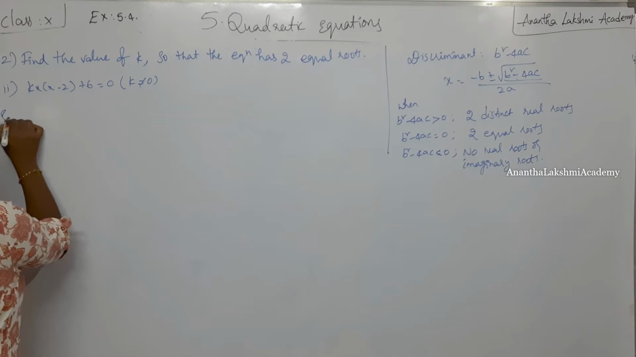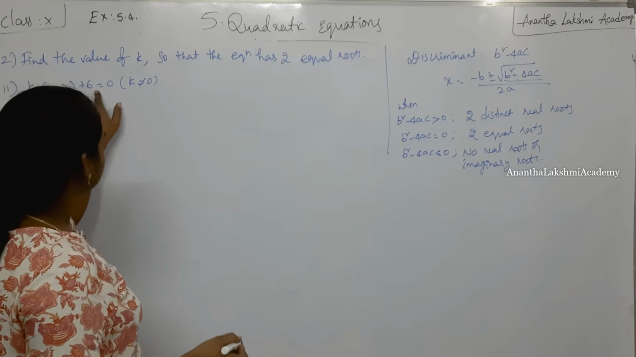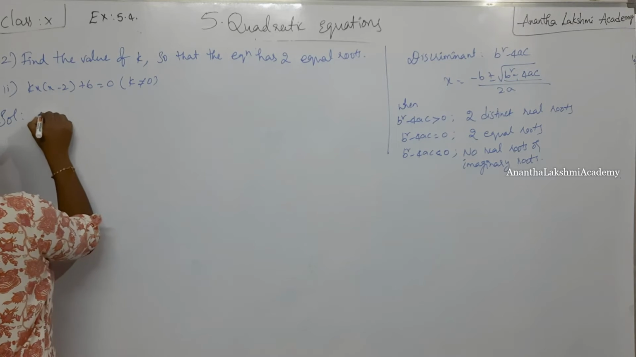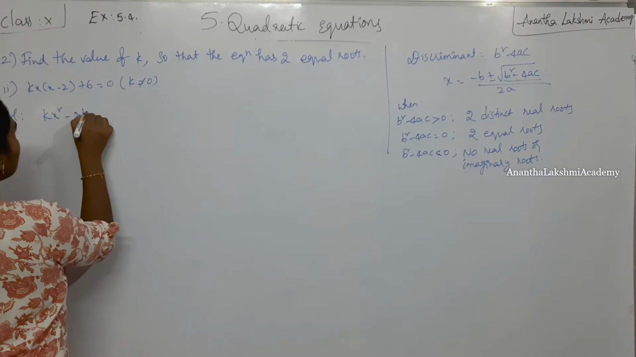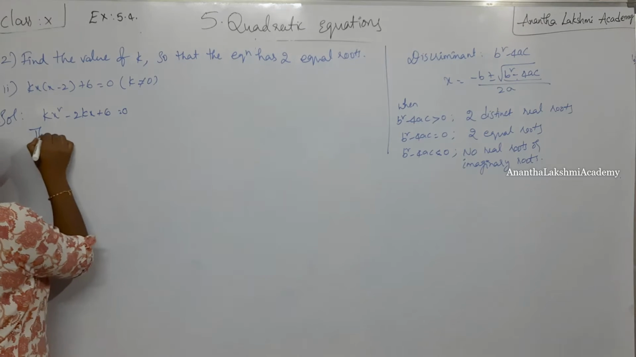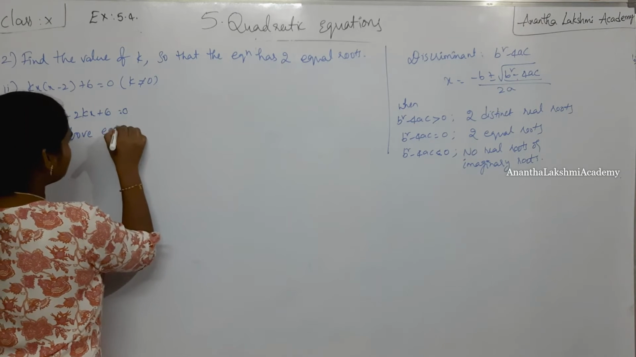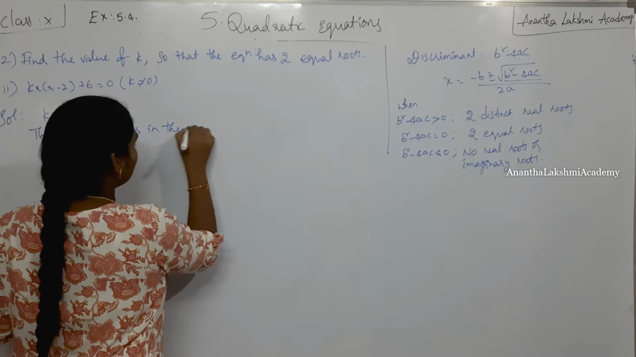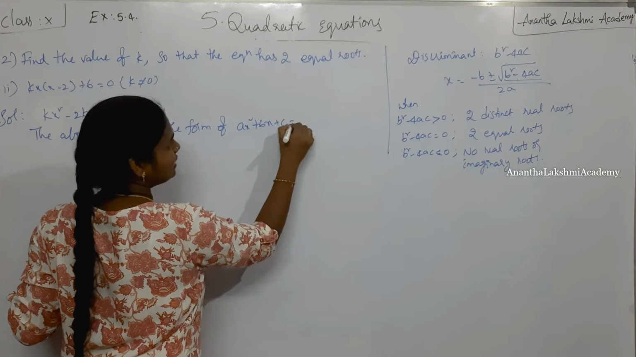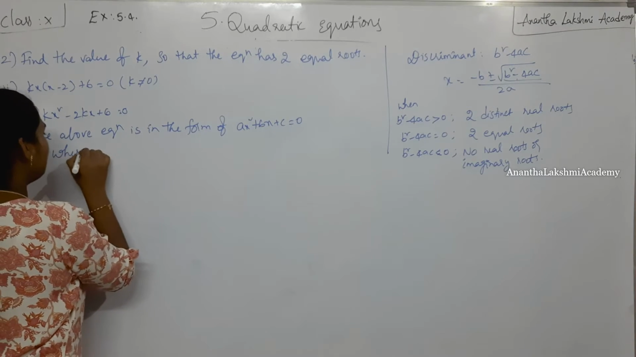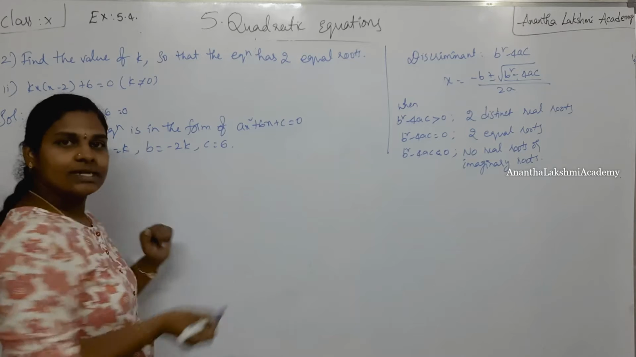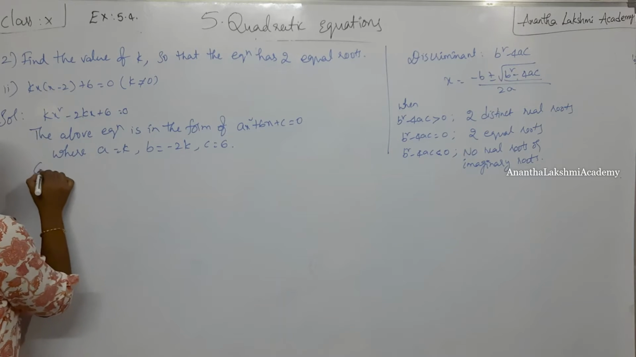So here for us it is given that kx into x minus 2 plus 6 is equal to 0 and k not equal to 0. So let's take the kx inside. That way it becomes kx square minus 2kx plus 6 is equal to 0. Now the above equation is in the form ax square plus bx plus c is equal to 0, where a is equal to k, b is equal to minus 2k and c is equal to 6. Isn't it?